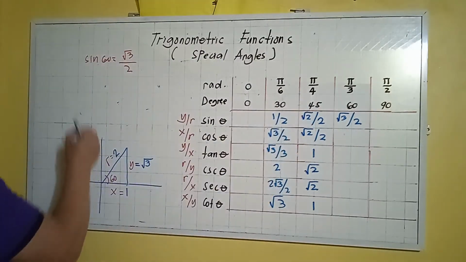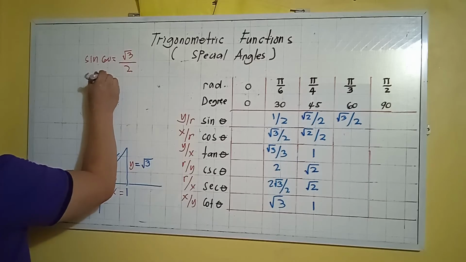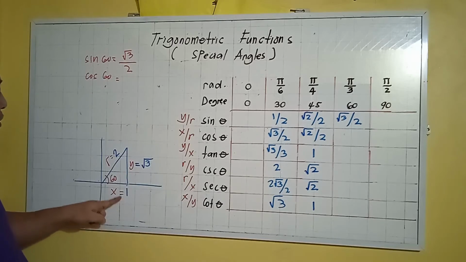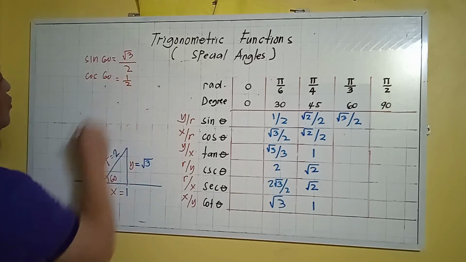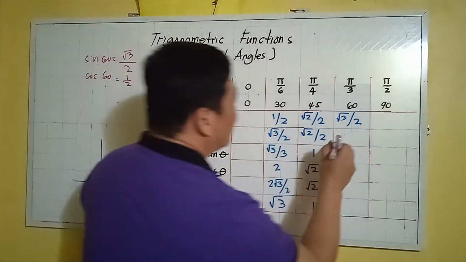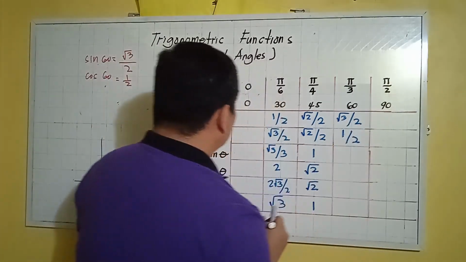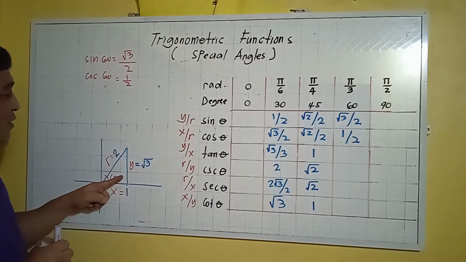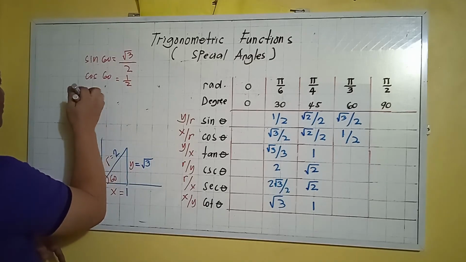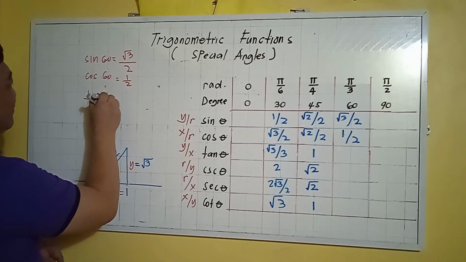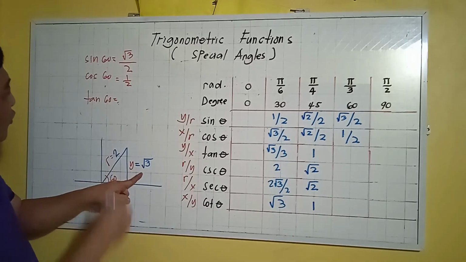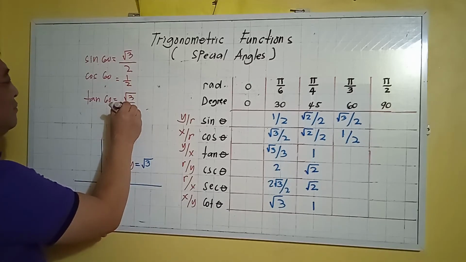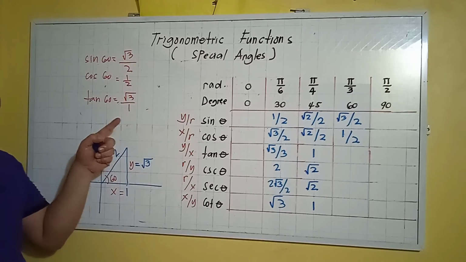Cosine 60 degrees. Cosine 60, x over r. Yung x natin is 1. R is equals to 2. We have 1 half. Tangent theta. We have tangent theta. Tangent 60 is equals to square root of 3, opposite, over 1. So that is equals to square root of 3.